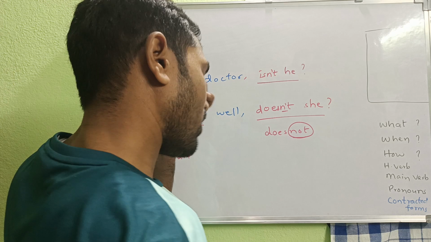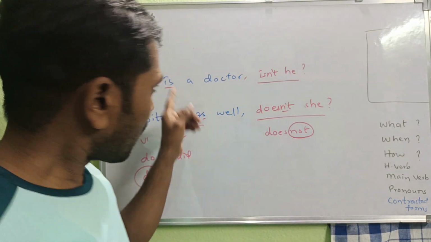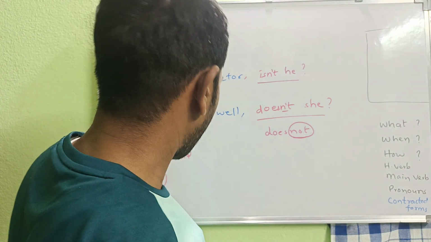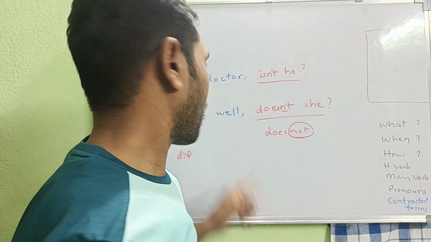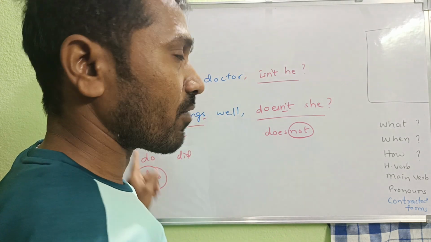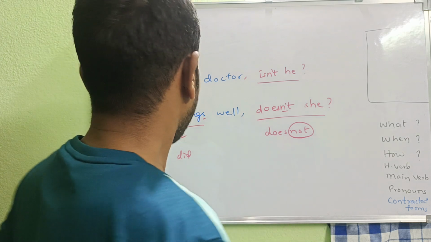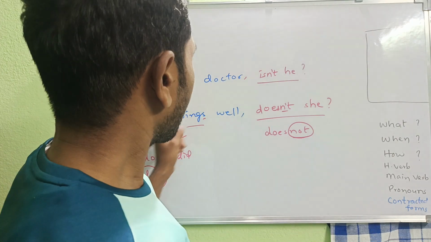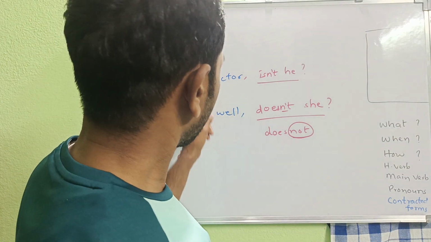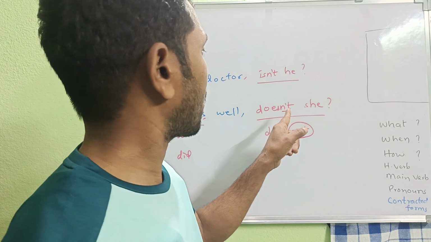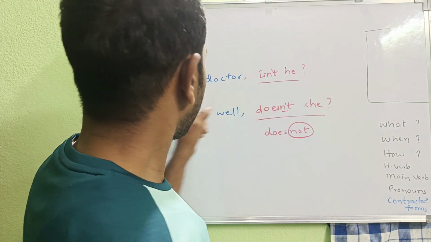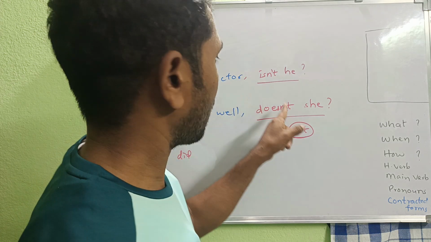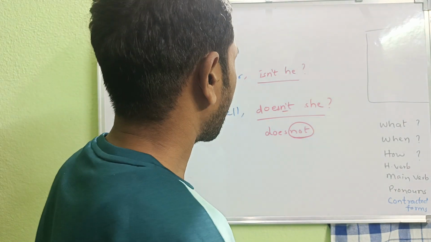What's the first step? First step is to use the helping verbs. If there are no helping verbs, then we have to take the help of do, does or did. Do or does for V1, and did for V2. Next, if the statement is positive, then we need to add n apostrophe t, only n apostrophe t. If the statement is negative, then we need not add any n apostrophe t.